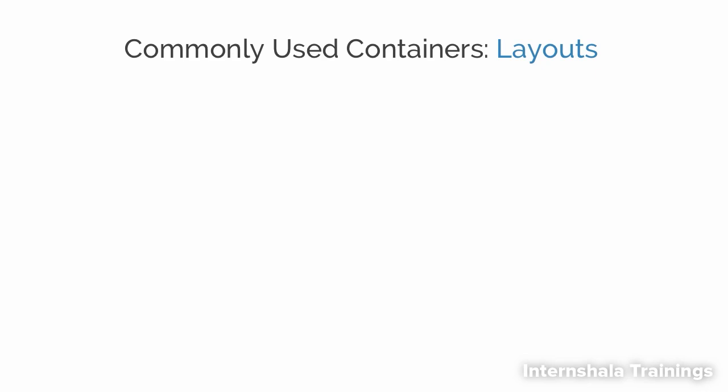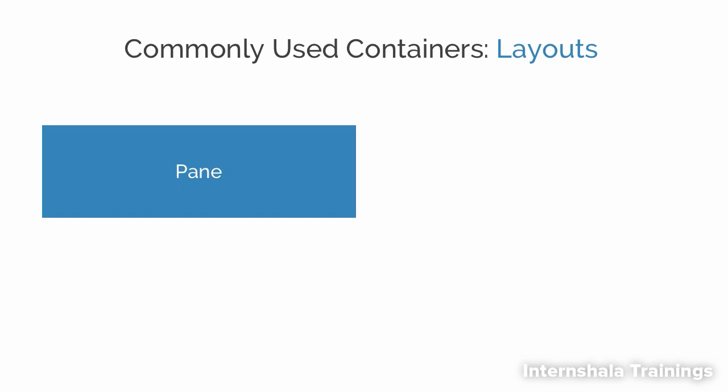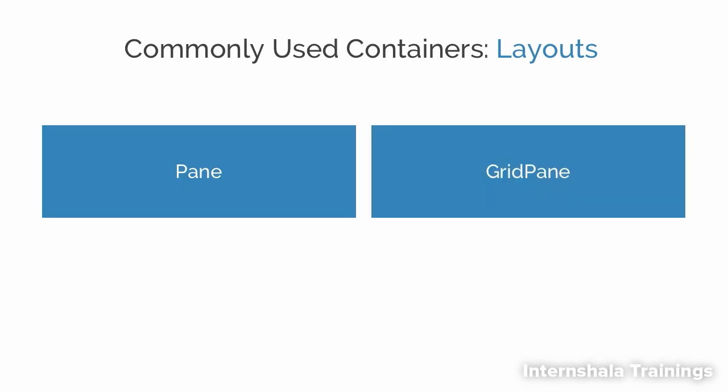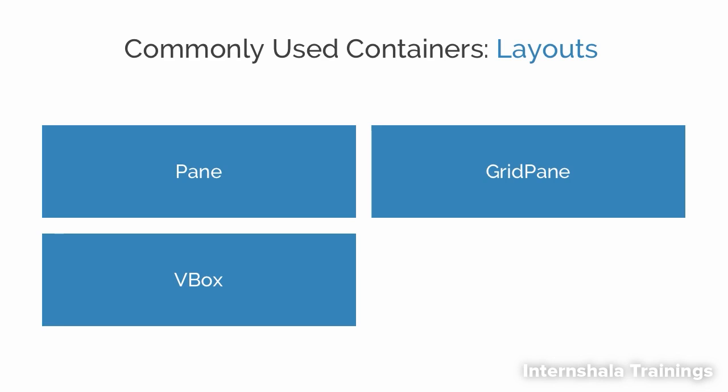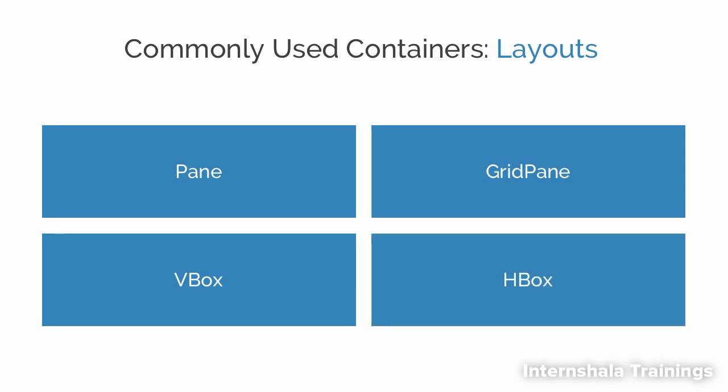So first of all, the most basic one is the pane, then we have the grid pane, VBox and HBox. Now there are various other containers or layouts in JavaFX, but those are out of scope for this course. In this course, we are going to focus on these four layouts. So first of all, let us now proceed and check out what is a pane in JavaFX.